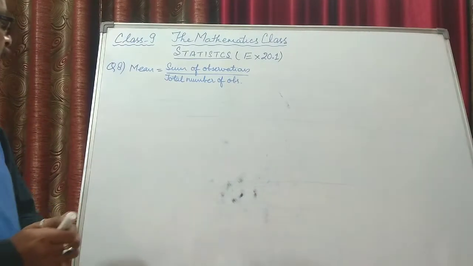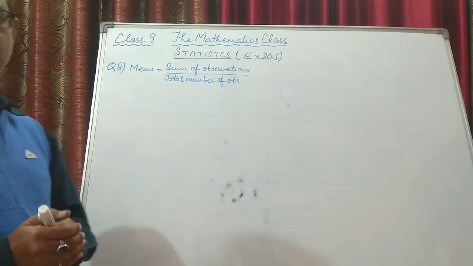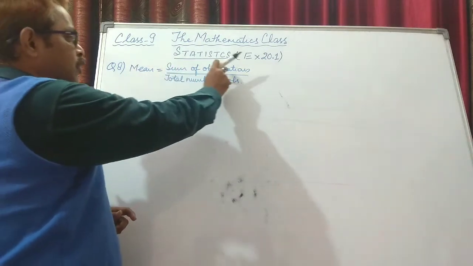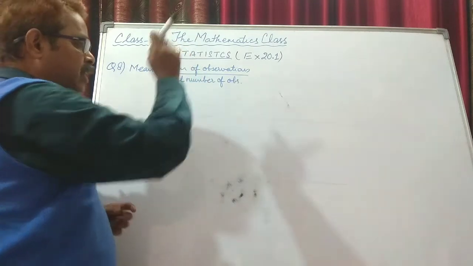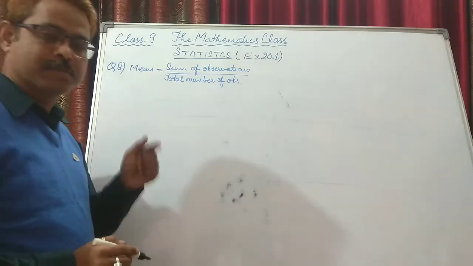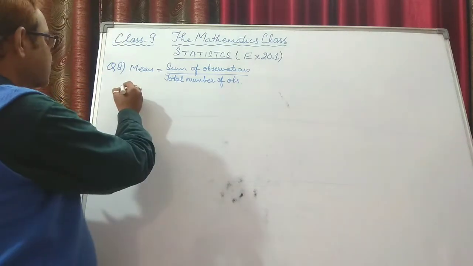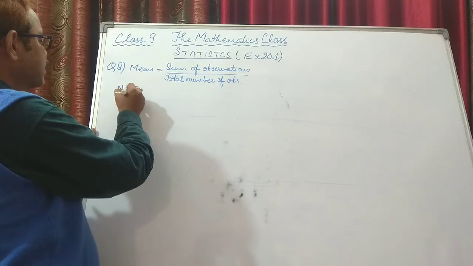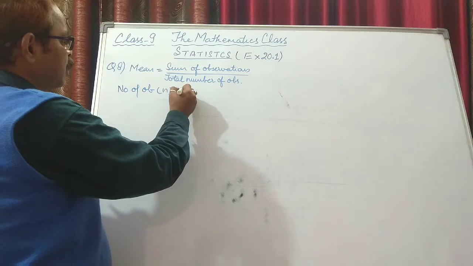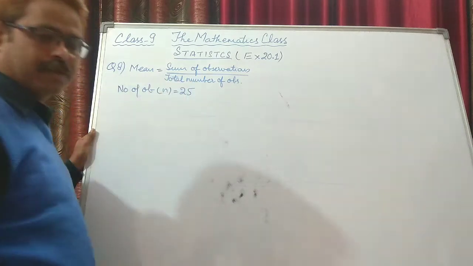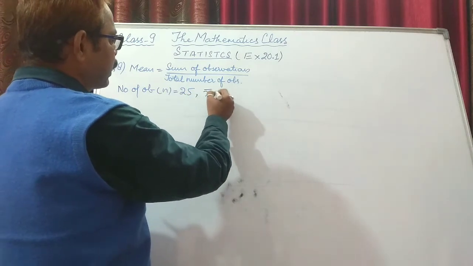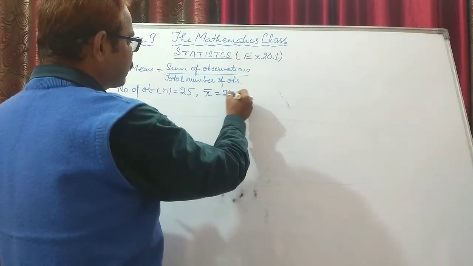Now the next question I am taking is 8, that is also based on the mean, and we know that the mean of any data is equal to the sum of all the observations divided by the total number of observations. So now they say the mean of 25 observations is 27. So it means the number of observations, or you can say n, is given to you as 25. Mean of 25 observations is 27. Mean, that is x bar, is given as 27.